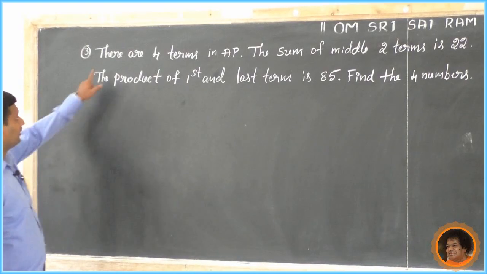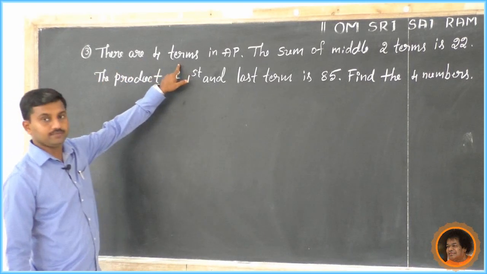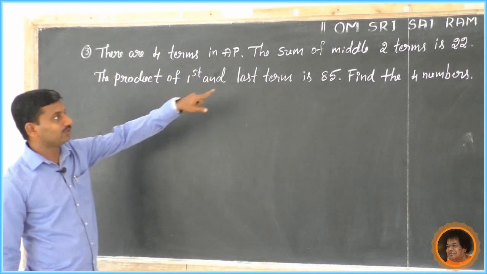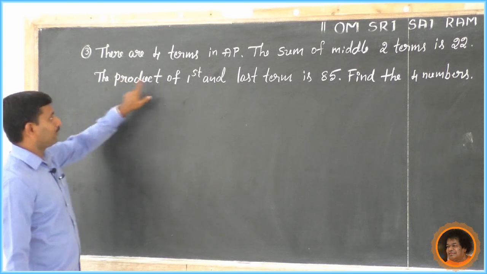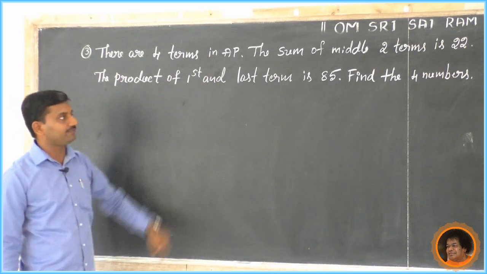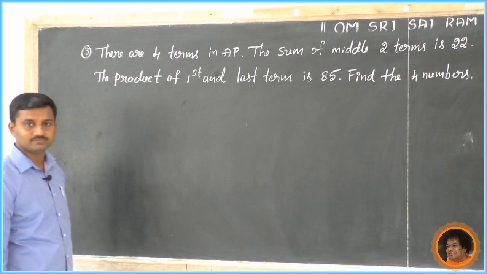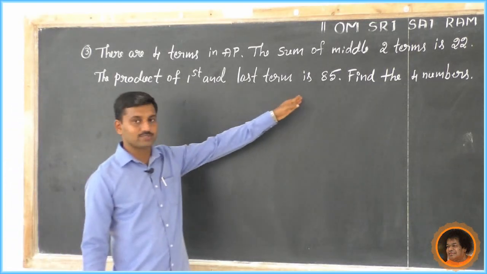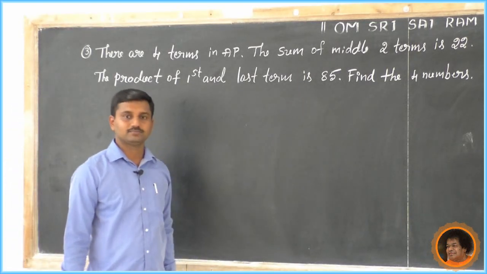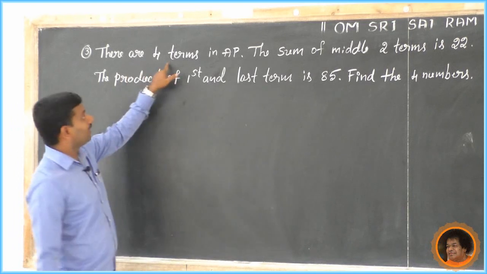Go through the next question. There are 4 terms in AP. The sum of the middle 2 terms is 22. The product of the first and the last term is 85. Find the 4 numbers. Here also it is the same type of question as the previous one.